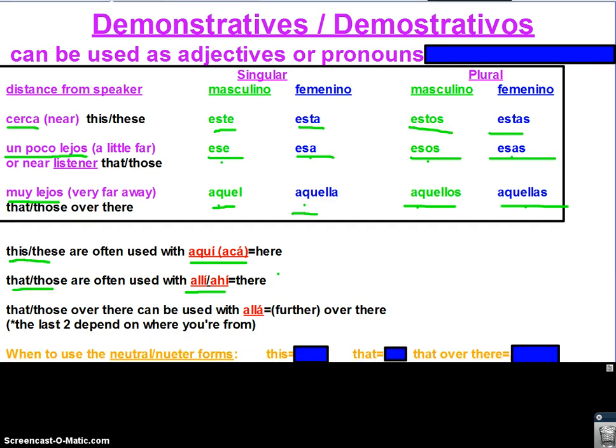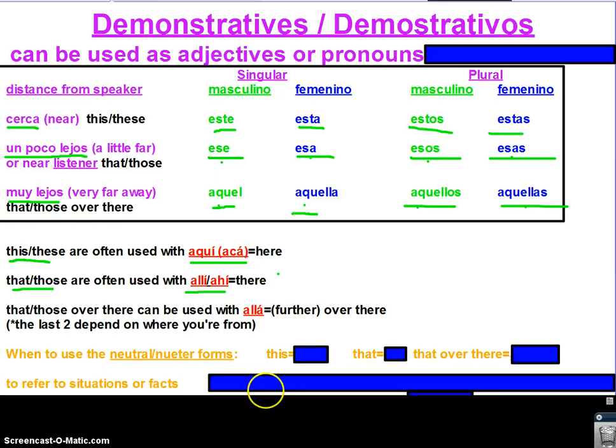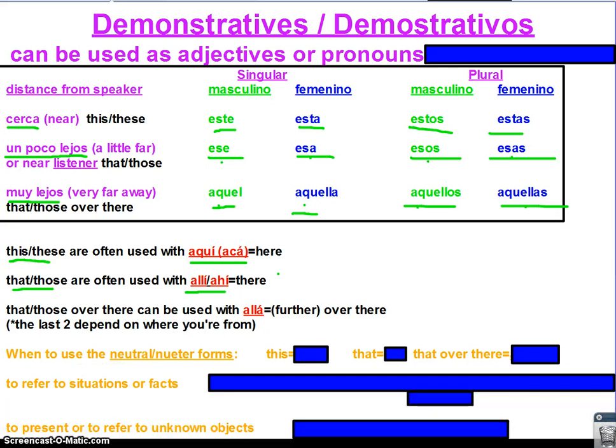And that might sound crazy, but you guys know that in other languages almost everything has a gender. So what happens if you don't know what the gender is? For example, if you're referring to a fact or a situation, facts and situations don't have gender. Or if you're presenting or referring to an unknown object, if you don't know it's a book, you can't know that it's masculine. If you don't know that it's a table, you can't know that it's feminine.